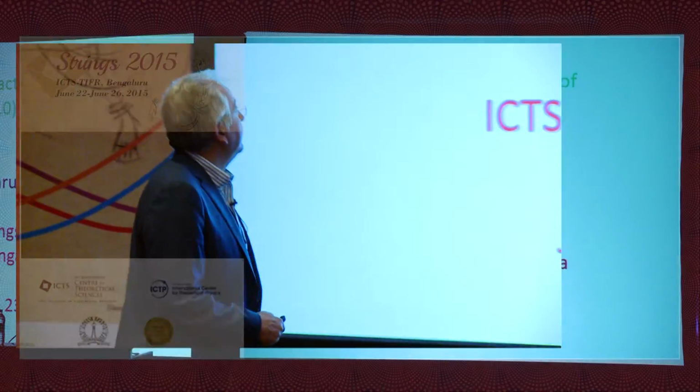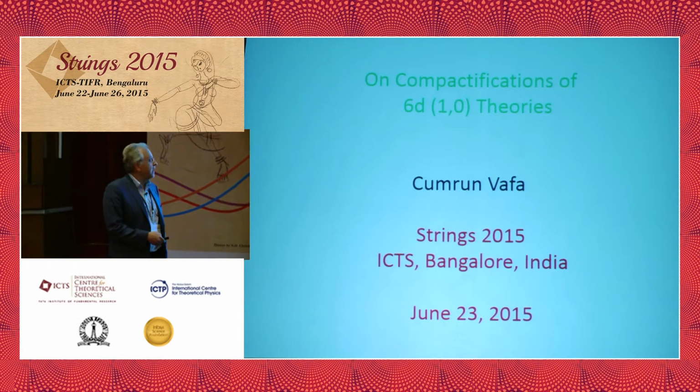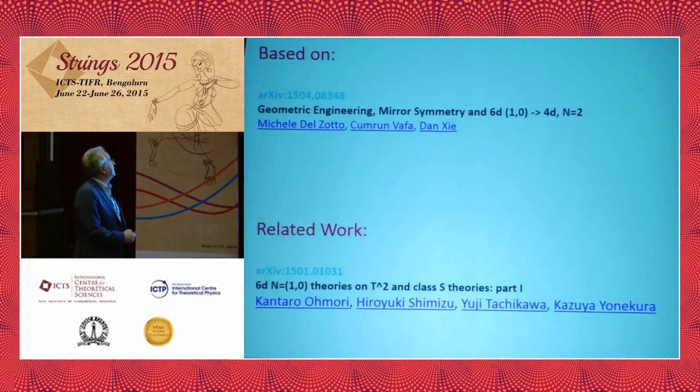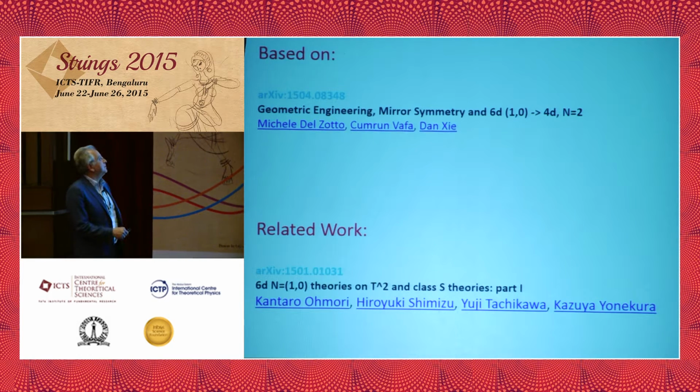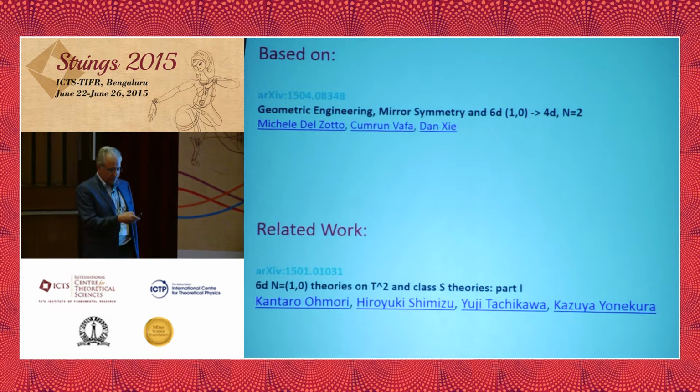I'm going to be talking about 6D (1,0) theories, and in particular their compactifications. It's going to be based on this work with Michele Del Zotto and Dan Xie. And a related work has appeared by this group, so there's some overlap with what they have done.